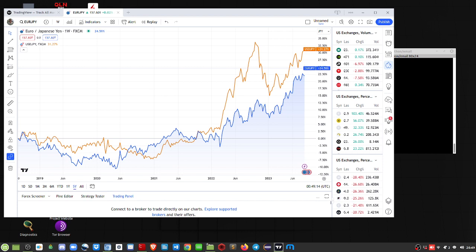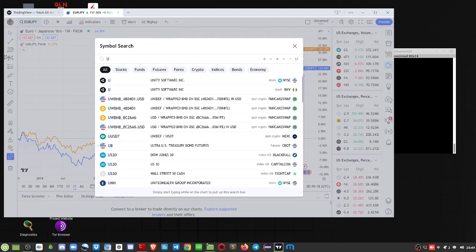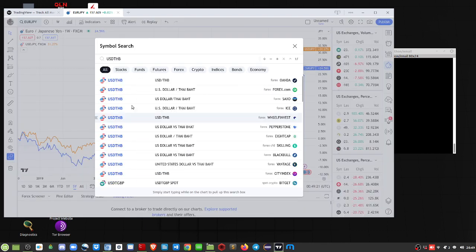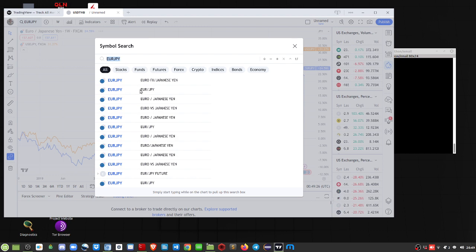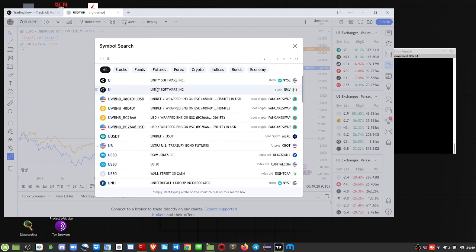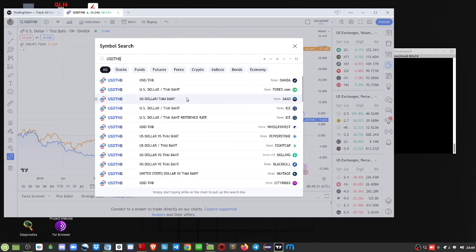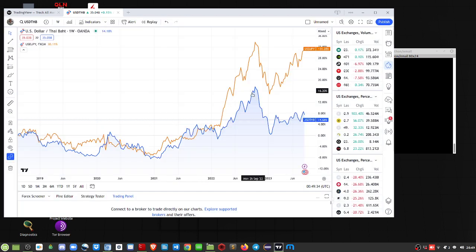Okay, so the next one we have here is an interesting one, the USD Thai baht. Now, this one's another really good example currency. Obviously, I think they really depend on tourism. And again, Oanda. Okay, let me get rid of that.